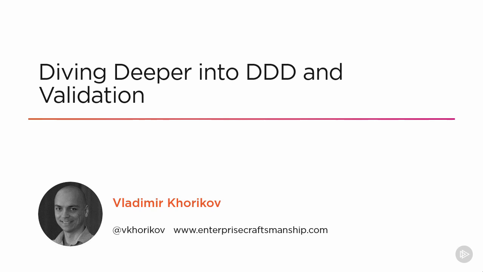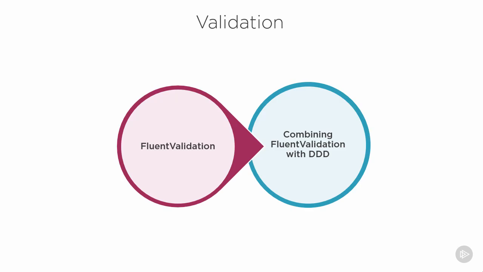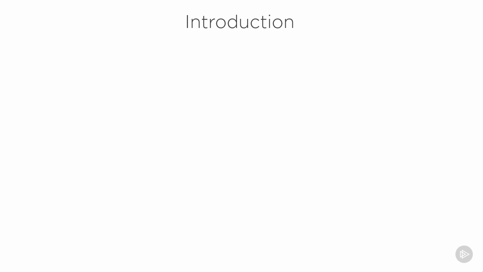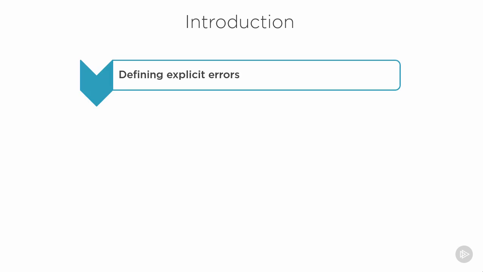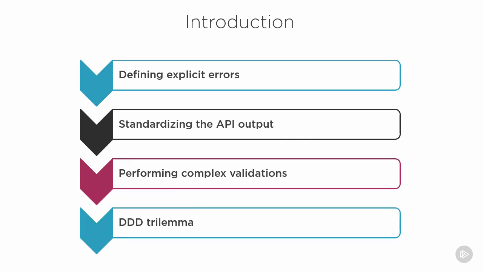Hi, this is the course about validation, and this is the final module of part 2 of this course, where we discuss the topic of validation in general and how it fits into domain-driven design. In this module, we will talk about how to define explicit errors in the application and how to standardize the API output. We will also discuss the so-called DDD trilemma.